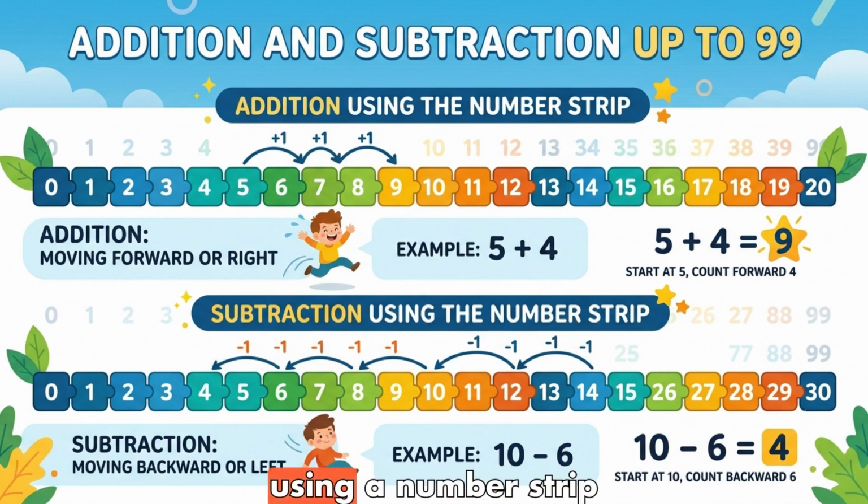To add numbers using a number strip, you start at the first number and move to the right by the amount you want to add. For example, to add 4 to 5, you begin at 5 and move forward 4 steps to reach 9.